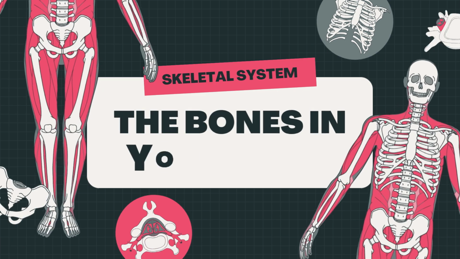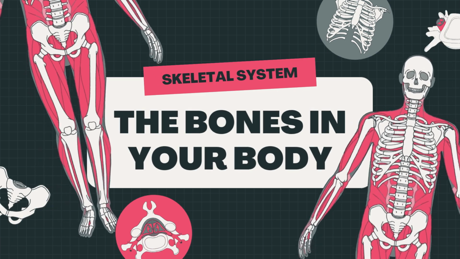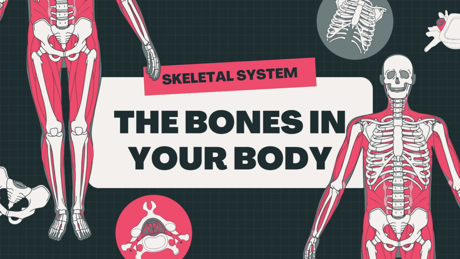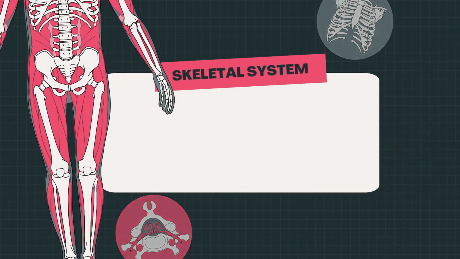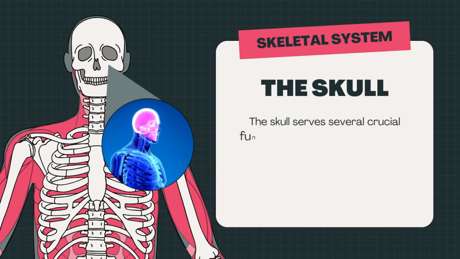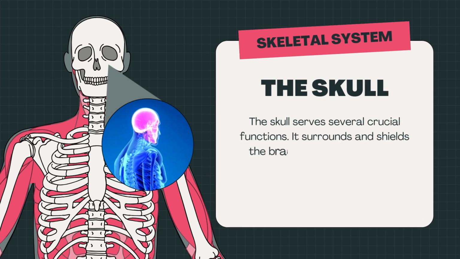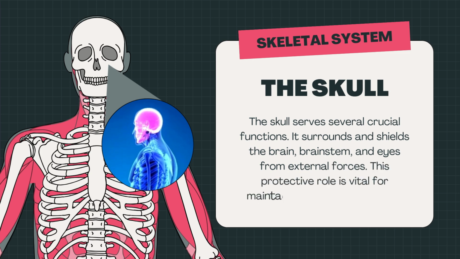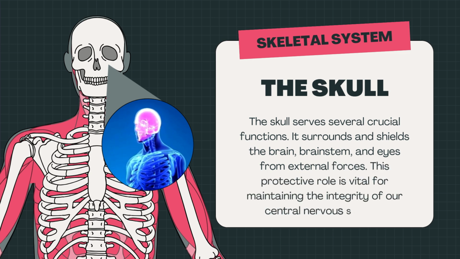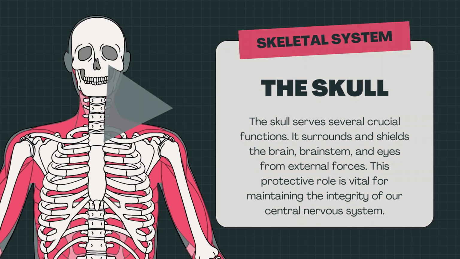Every movement you make depends on a hidden structure that is inside you. Welcome to the fascinating world of the human skeletal system. Let us start with the skull. The skull serves several crucial functions. It surrounds and shields the brain, brainstem, and eyes from external forces. This protective role is vital for maintaining the integrity of our central nervous system.